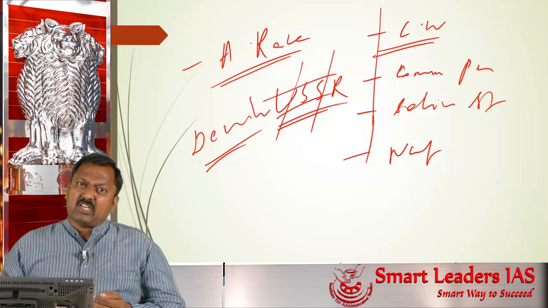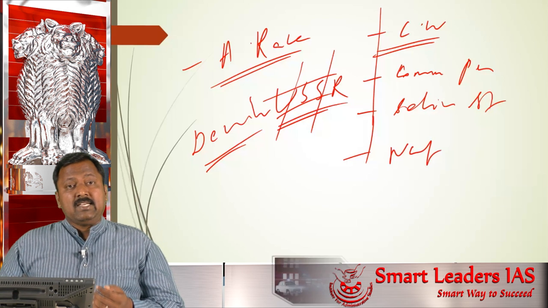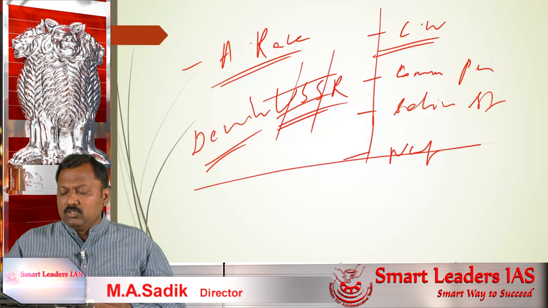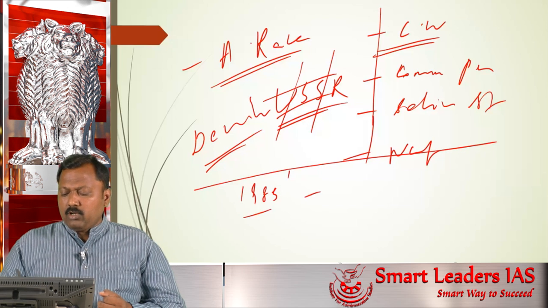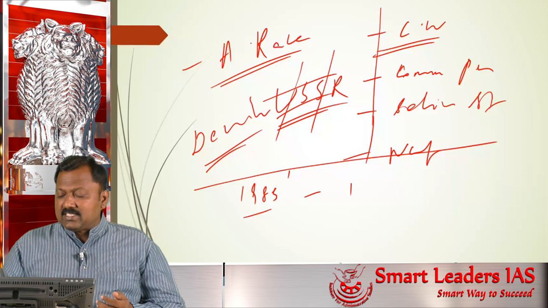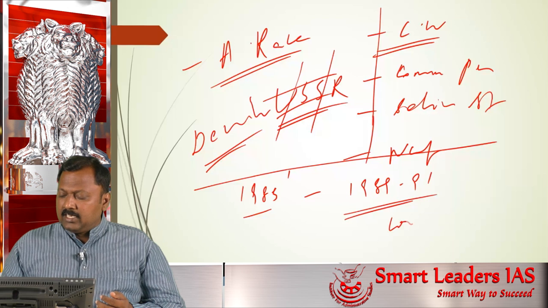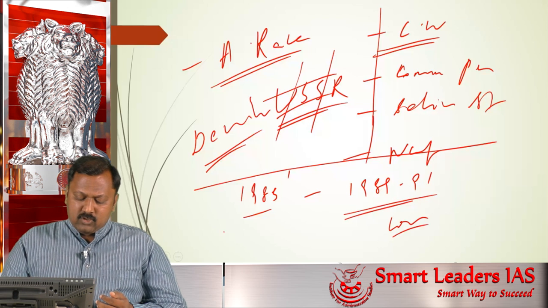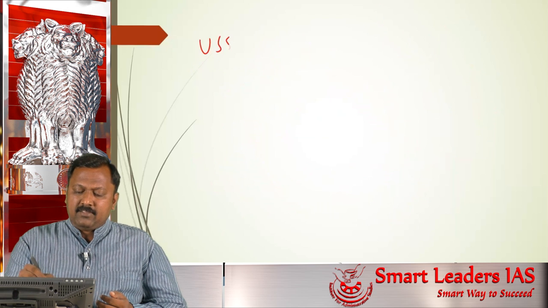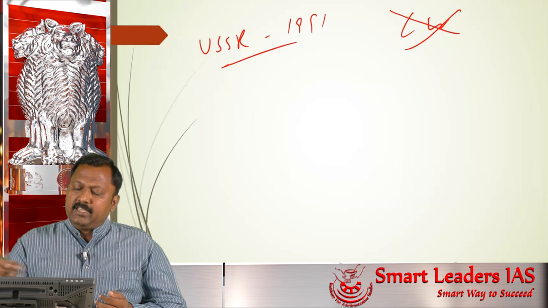Like this, numerous factors were responsible for the decline of the USSR, and the USSR not only declined starting in 1985, and over a period of time the USSR began to disintegrate starting from 1989, and the disintegration was complete in 1991. So once the USSR disintegrated in 1991, the Cold War came to an end.